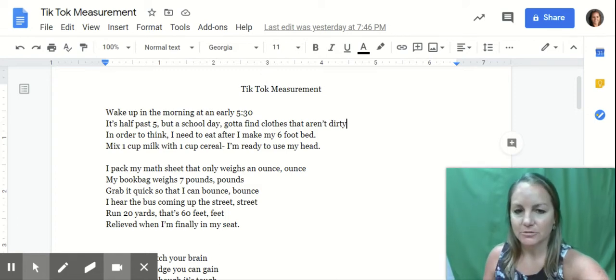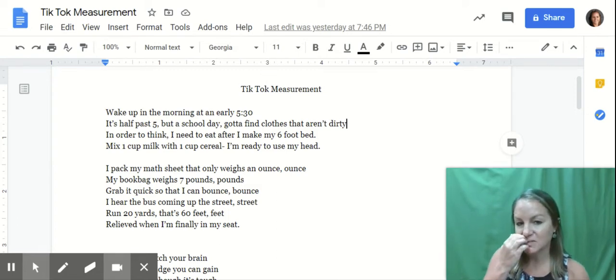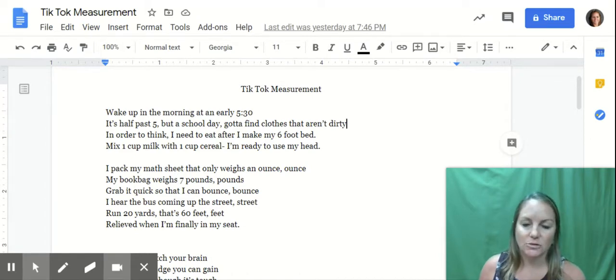Hey guys, so I wrote this song for math. It goes into customary and metric measurement, and it's all about what we call benchmarks. So kind of wrapping your head around how long or how much something might weigh and things like that. Benchmarks are just things in our everyday life that we're used to seeing or dealing with that can help us wrap our head around different types of measurement.